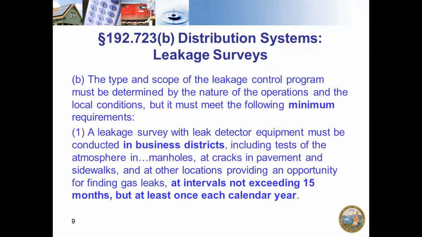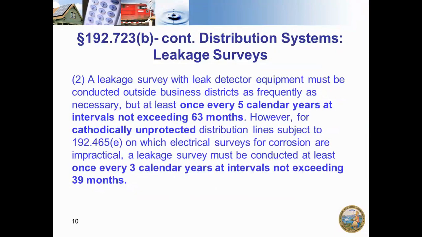Leakage survey with leak detector equipment must be conducted in business districts at intervals not exceeding 15 months, but at least once each calendar year. And outside of those, once every 5 calendar years at intervals.